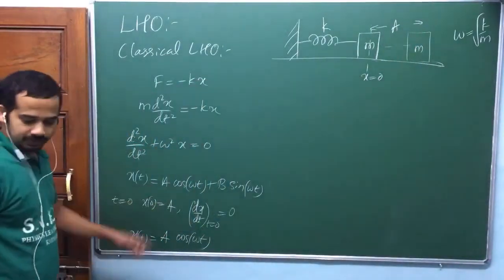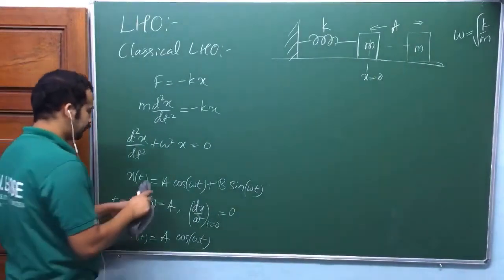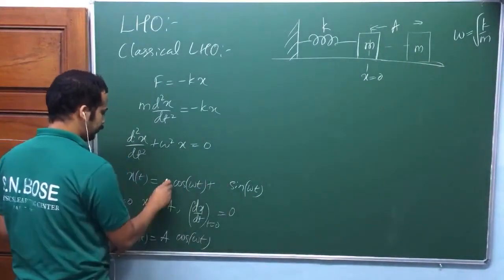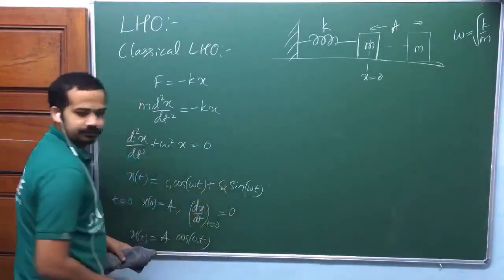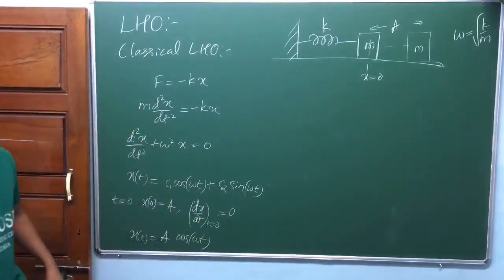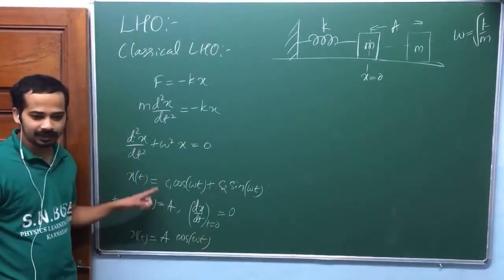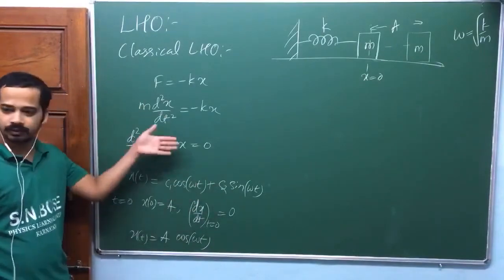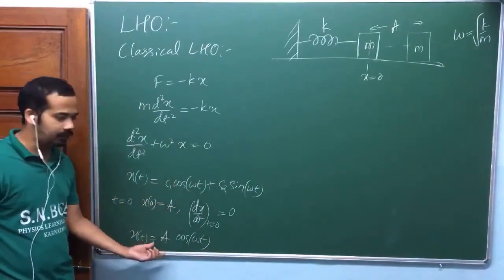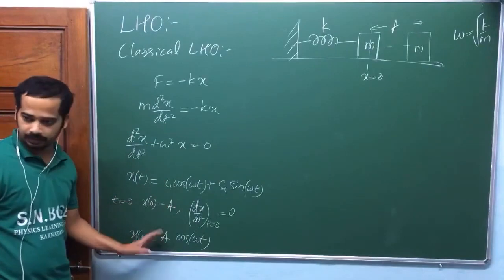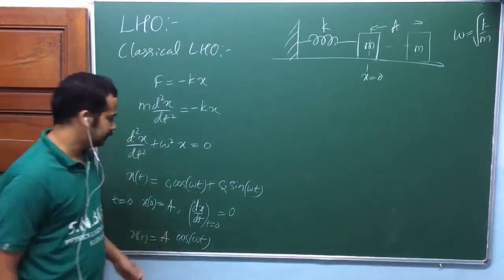Now actually, these two you better put as different constants, C1 and C2. That's not the same A. This was a constant that came in the solution of the differential equation. Later we found that constant to be A. Are you getting my point?